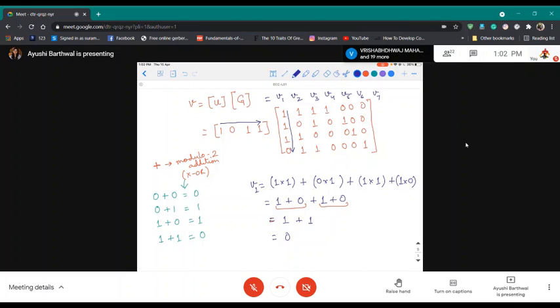Is this addition clear to everyone? Yes, ma'am. Okay. So can you tell me what will be the other code vectors? What will be the values of V2, V3, V4, V5, V6, and V7?